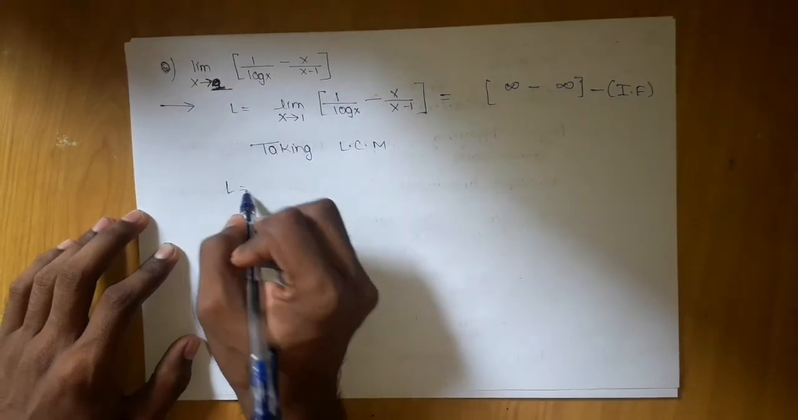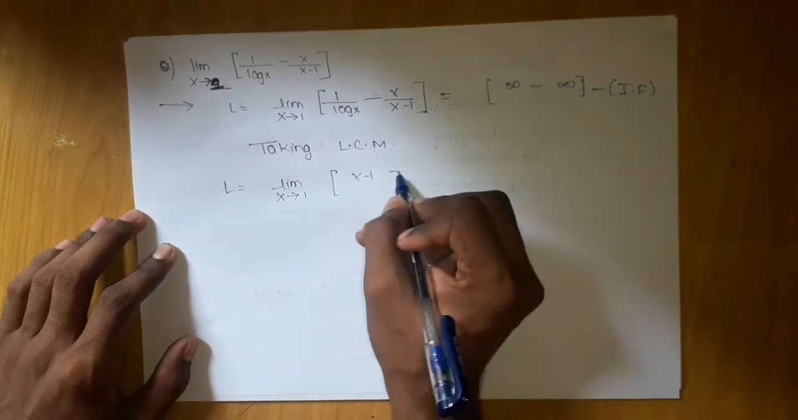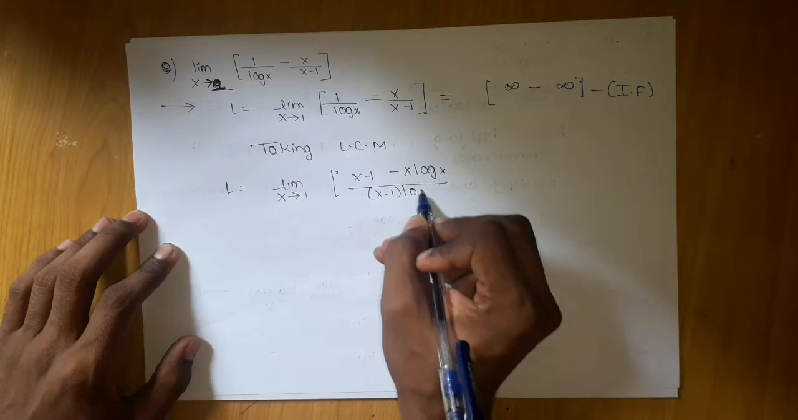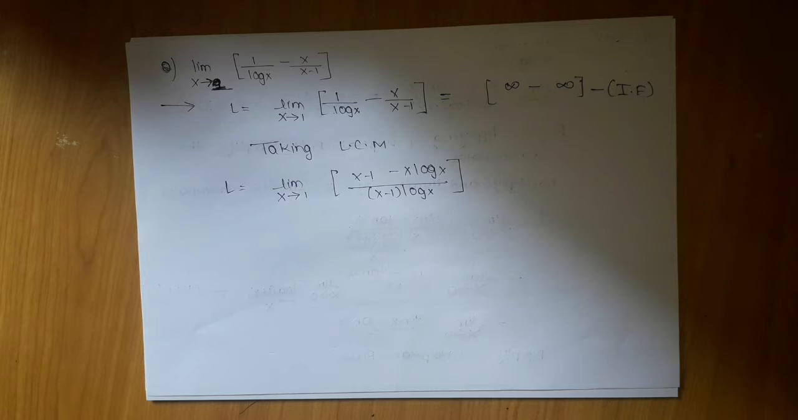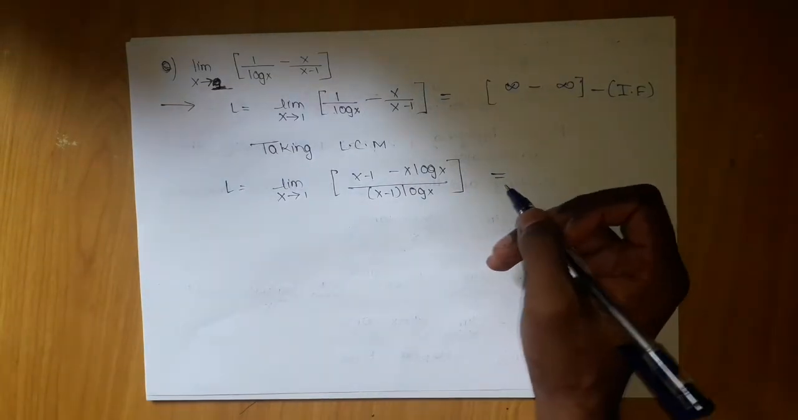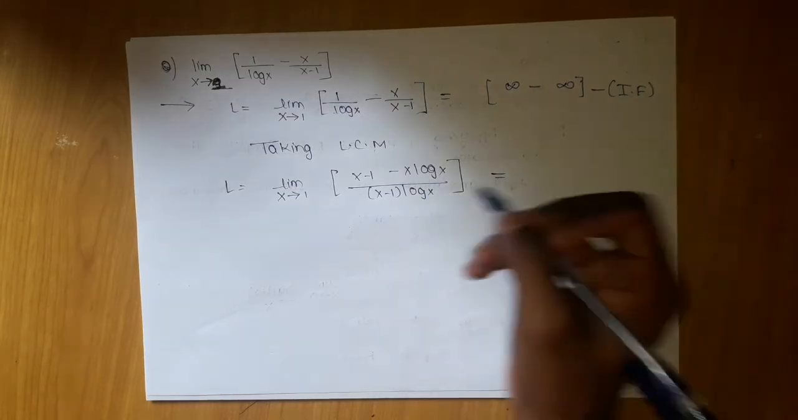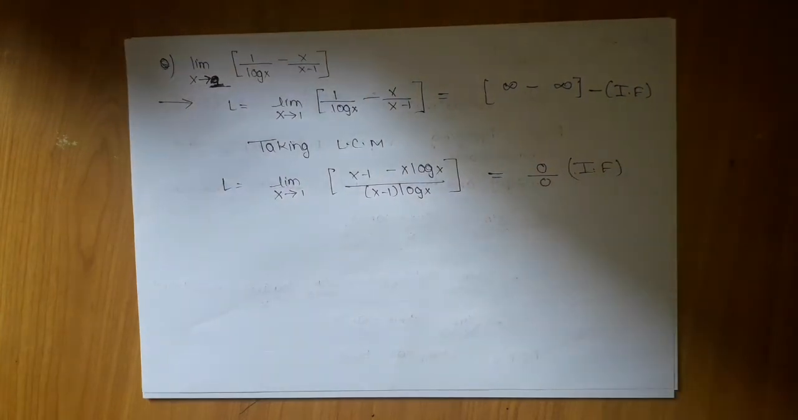The moment I take LCM, for this L, limit x tends to 1, what will I have? x minus 1 into x log x upon x minus 1 into log x. Now we will substitute and check what value we are getting. The moment I substitute 1 here, this becomes 0, this becomes 0, and this becomes 0. So I am having a 0 by 0 indeterminate form, which is good news for me because I know how to handle 0 by 0, infinity by infinity, and 0 into infinity indeterminate forms.